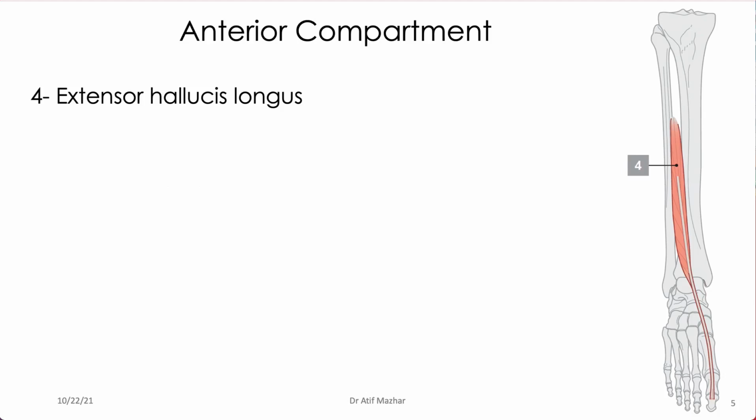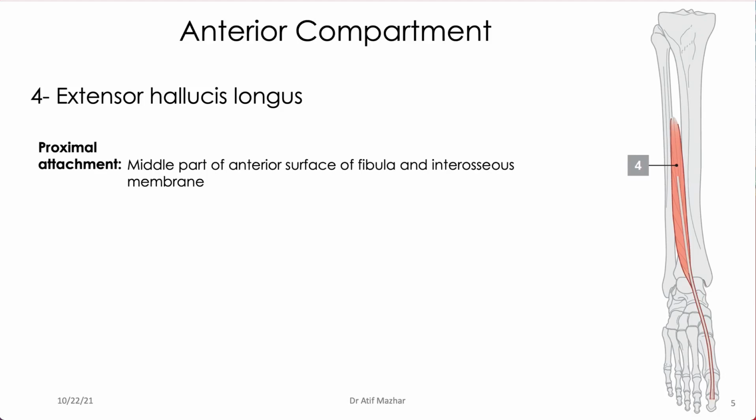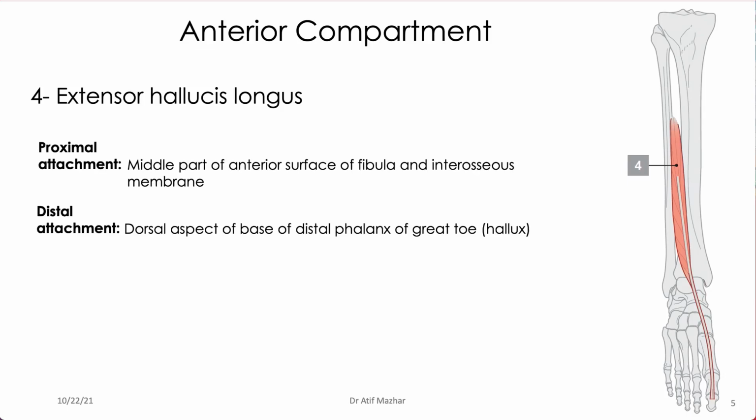So this muscle proximally is attached to the middle part of the anterior surface of the fibula and the interosseous membrane, and distally it goes to the base of the distal phalanx of my great toe, or the hallux. What it does is extend my big toe, the great toe, and dorsiflex at the ankle joint. And the nerve who controls this muscle is my deep fibular nerve.